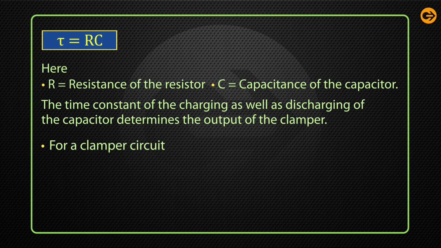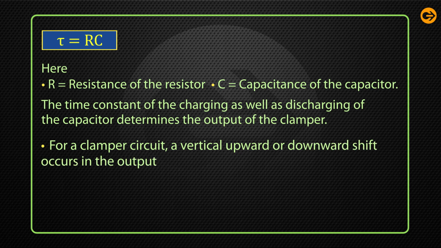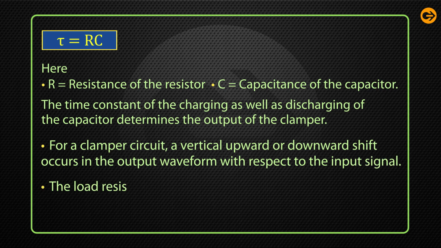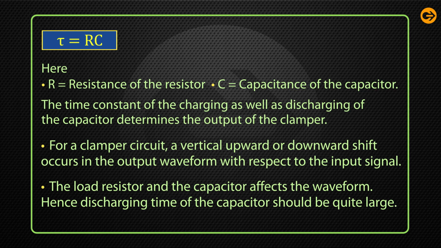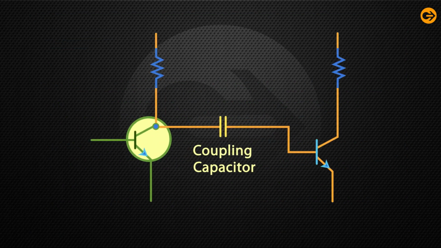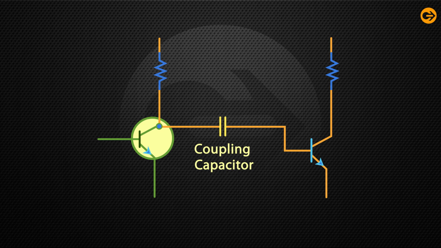For a clamper circuit, a vertical upward or downward shift occurs in the output waveform with respect to the input signal. The load resistor and the capacitor affect the waveform. Hence, the discharging time of the capacitor should be quite large. The DC component present at the input is rejected when a capacitor coupled network is utilized. Hence, to restore the DC component, a clamping circuit is used.